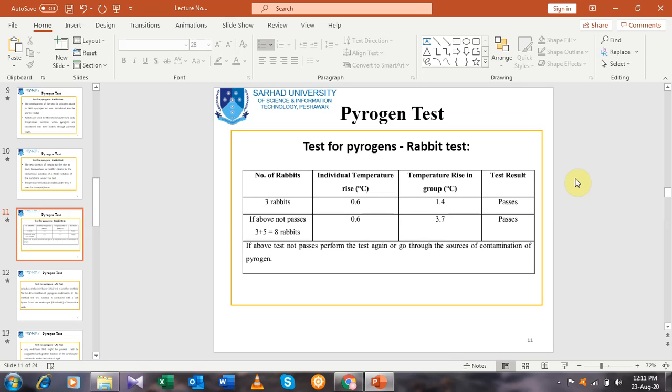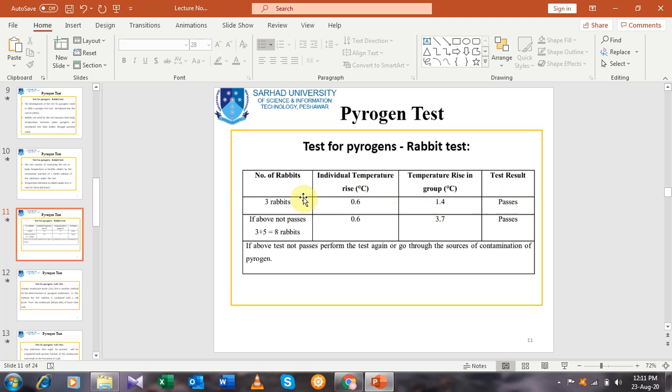You can see this chart for the rabbit test, the table showing the number of rabbits. Initially we will perform it on 3 rabbits, and we will check the individual body temperature rise in degrees centigrade. It should not exceed 0.6 degrees centigrade, and we will also check the temperature of the rabbits in groups. We combine the results. It should not exceed 1.4 degrees centigrade. If it is within 0.6 and 1.4 degrees centigrade, it means that the test for pyrogen is passed.